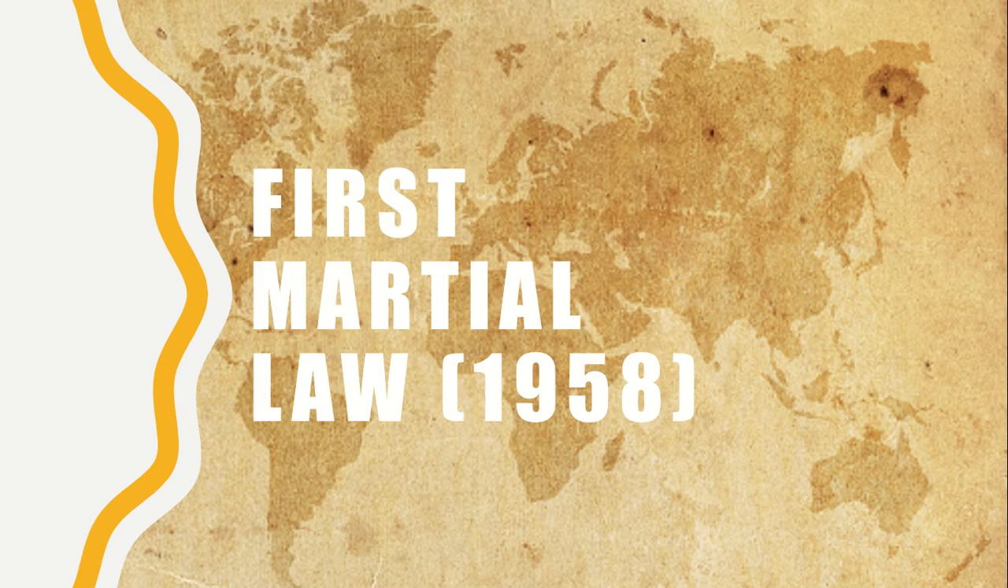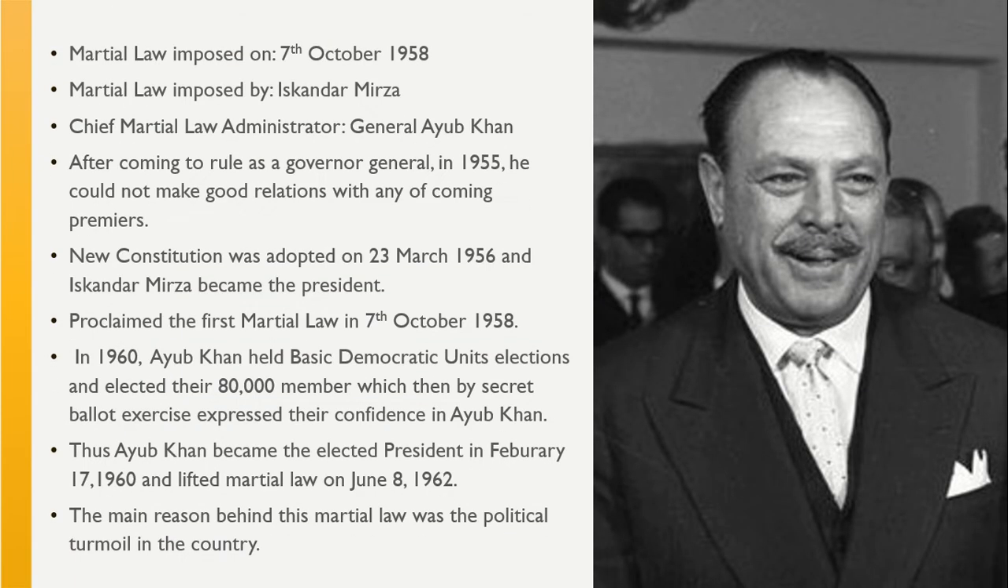First Martial Law 1958. Martial law was imposed on 7th October 1958. Martial law was imposed by Sikandar Mirza. Chief Martial Administrator was General Ayub Khan.